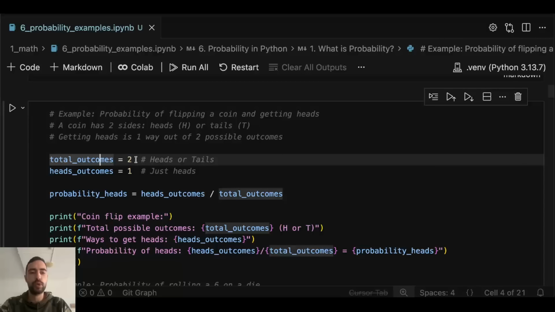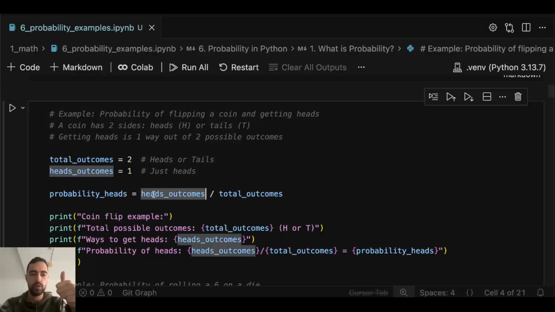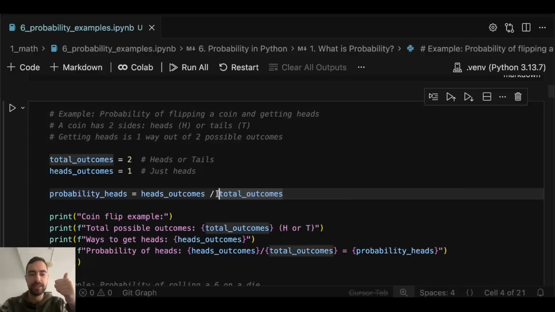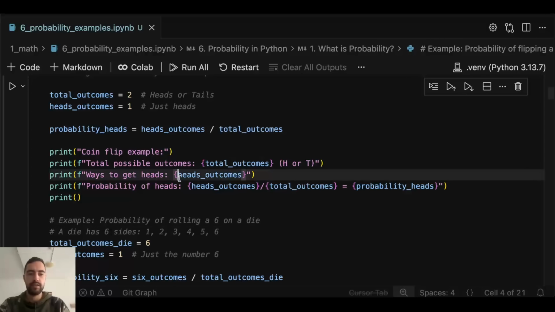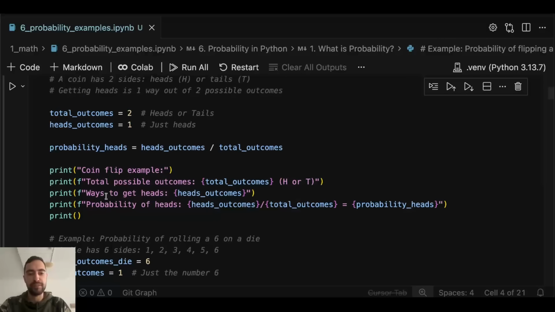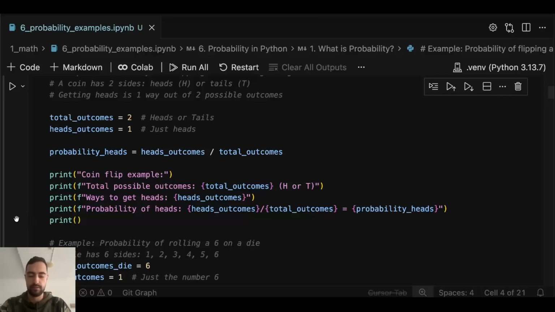So we have 2 possible outcomes, heads and tails. But we are calculating probability for just one of those outcomes, heads. So we say heads outcomes can be just one of those 2, divided by the total outcomes, which is 2, which is gonna give us 1/2 or 0.5 or 50%.